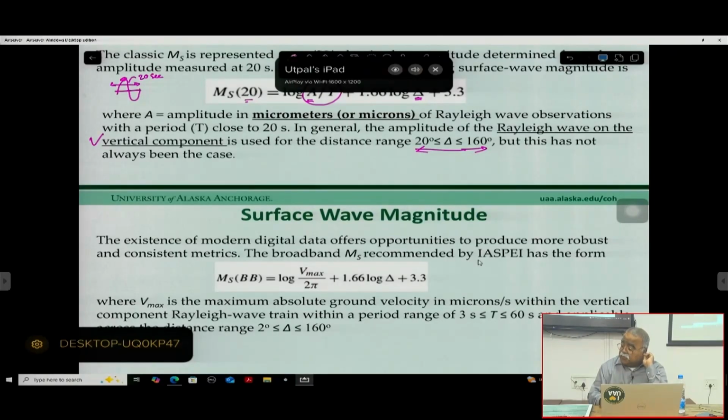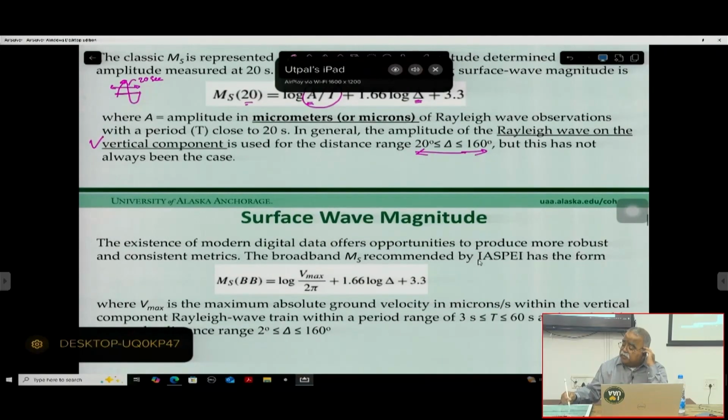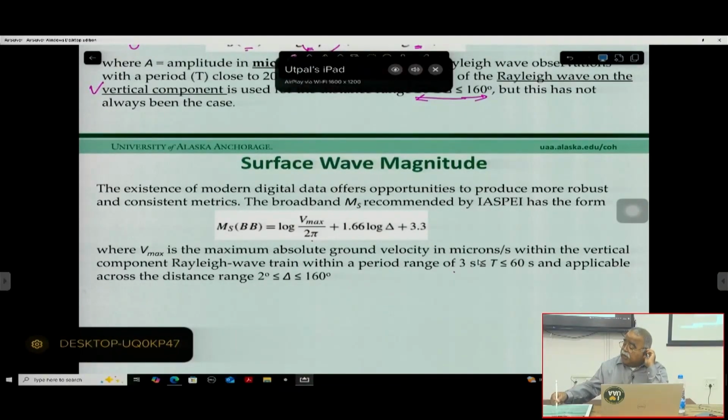And then surface wave magnitude can also be calculated from the broadband seismometer, and in that case it will be equal to Vmax divided by 2 pi, all other things being the same. But this can be used for any period between 3 and 60 seconds. If you use the broadband data, then the period can be 3 seconds to 600 seconds, and you can apply it from 200 kilometers to 1600 kilometers.